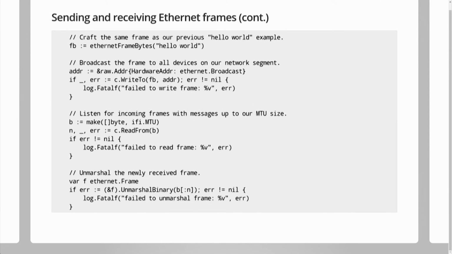So we're going to craft the same frame we did in our previous example, but we're going to get it directly in its binary form, just to save a little bit of space here. Now that we have the frame ready, we want to broadcast it to all machines on our network segment. And you can do that with the WriteTo method. It's important to note that the raw.PacketConn type actually implements net.PacketConn, the standard interface in the net package. Once the message is sent over the network, we can listen for incoming messages up to our interface's MTU in size. Once a message is received, we can unmarshal the raw bytes into an Ethernet frame, and then manipulate it in Go however we'd like.